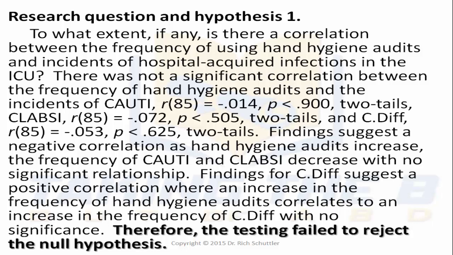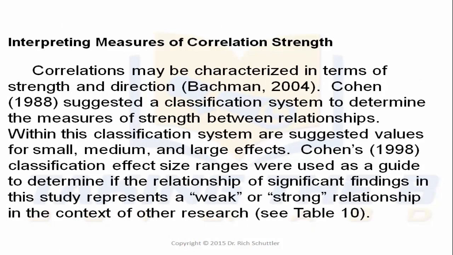You don't have to have a lot of information in there. You just need to have valid information that's accurate, that supports the testing of a null hypothesis. He went on to indicate interpreting measures of correlation strength. Correlations may be characterized in terms of strength and direction. And he cites Bachman. Cohen, 1988, suggested a classification system to determine the measures of strength between relationships. With this classification system are suggested values for small, medium, and large effects.